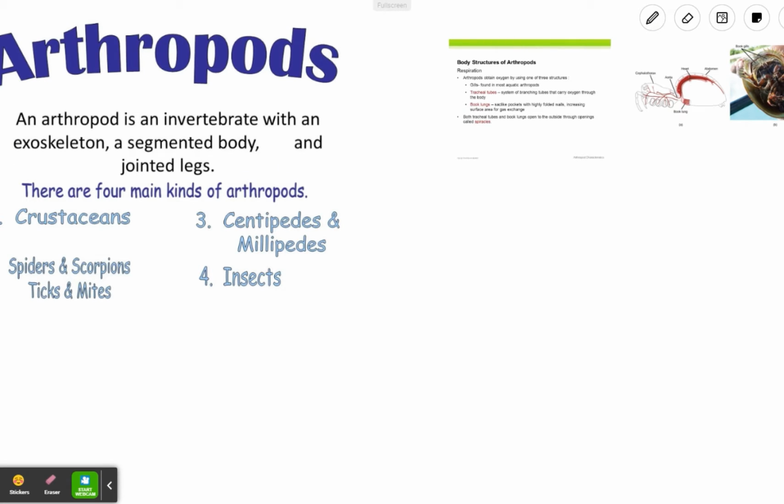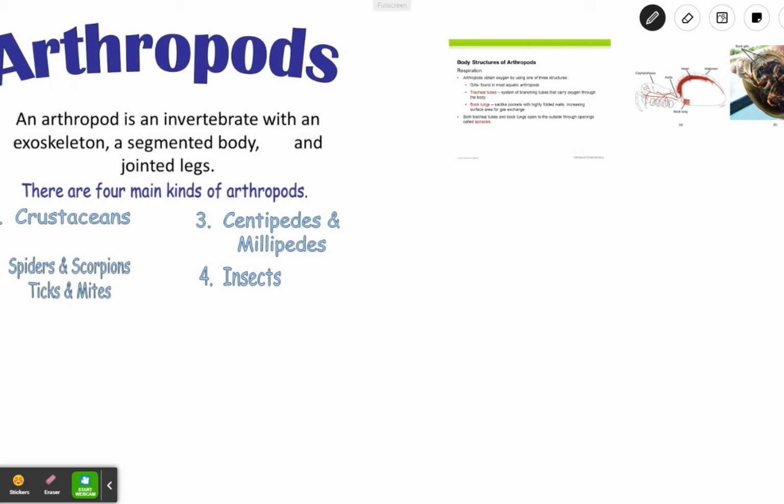Arthropods. Can you please tell me what does the word arthropods mean? Excellent job. So arthropods mean jointed foot. Okay, jointed feet. They have a segmented body, you could say, or their feet are joined. They're just like building blocks, as I told you previously.